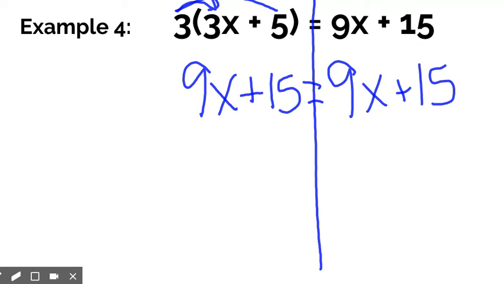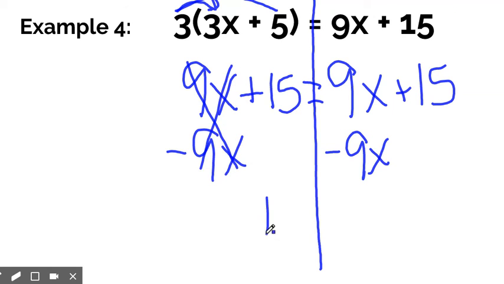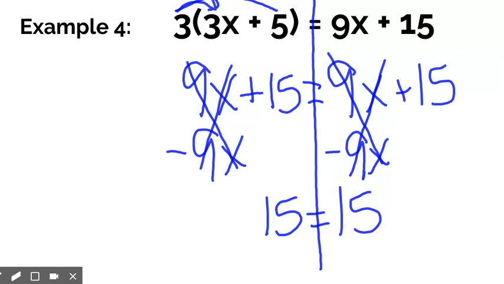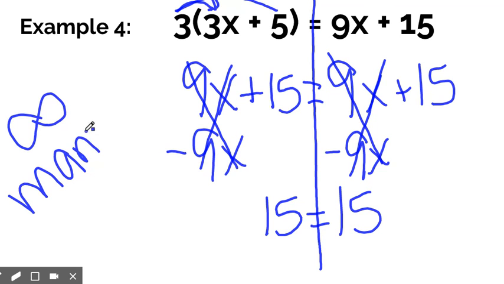Right off the bat, you can probably tell that both sides match, but we're going to go ahead and work through this anyway. If I subtract 9x's from both sides, then it'll cancel on the left side, leaving us with 15. And the 9x's cancel on the right side, also leaving us with 15. Again, 15 equals 15 is a true statement, which means that our final answer would be infinitely many solutions. So any value of x will work to make this equation true.